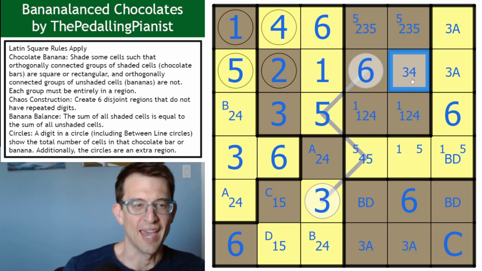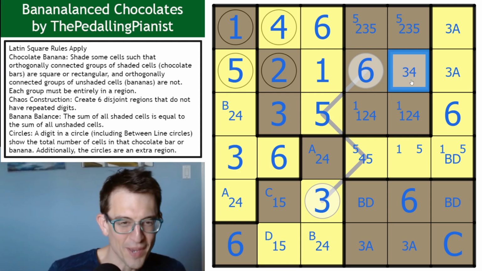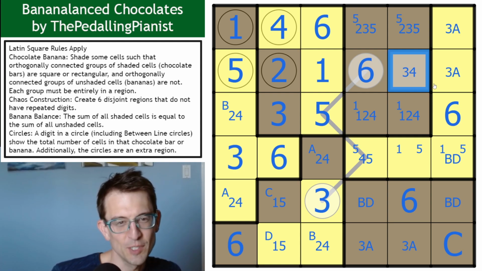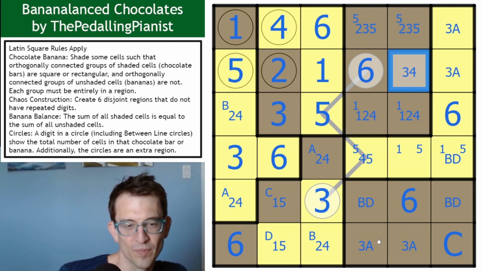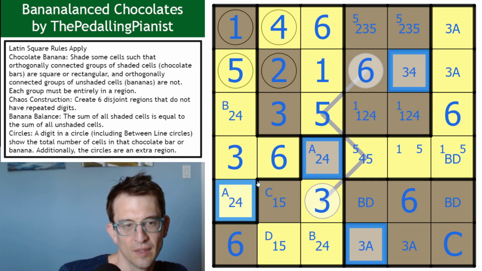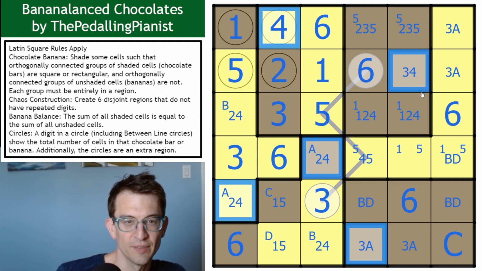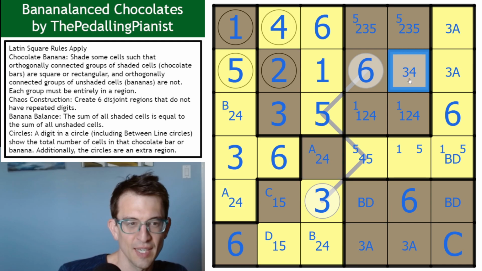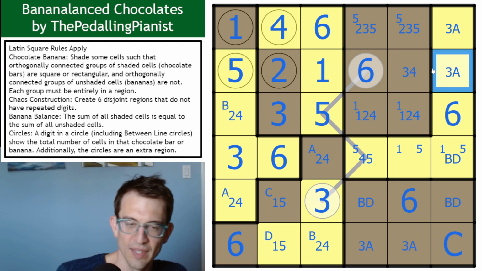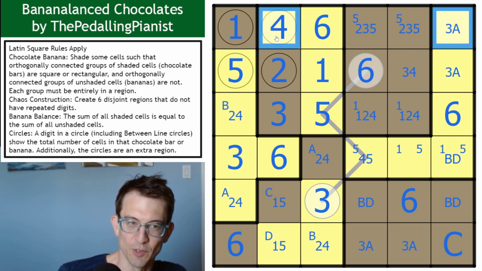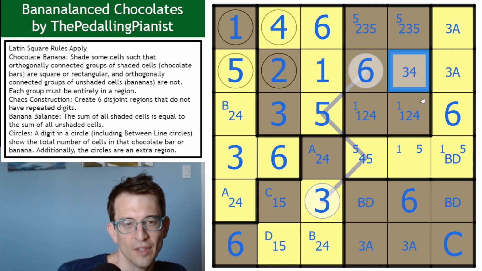Could this be A? I'm just going back and forth because I have no idea what to do here. Could this be A? If it's A, it's 4. Ah, no. It can't be A. There we go. This can't be A. I probably already knew that somehow. Because if this is A, this is 3, and this is A, which will be 2. So if this is 4, it's B.